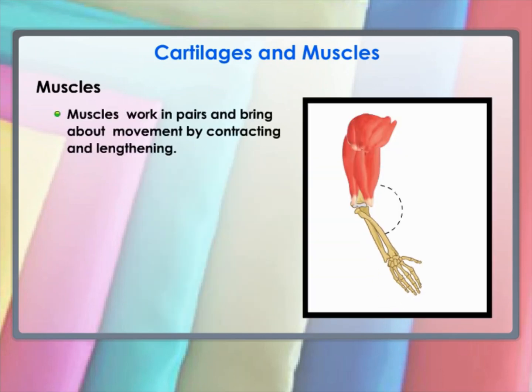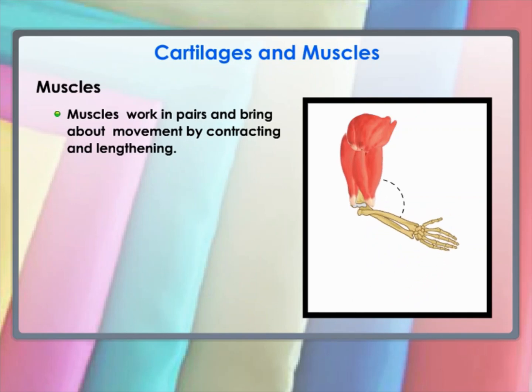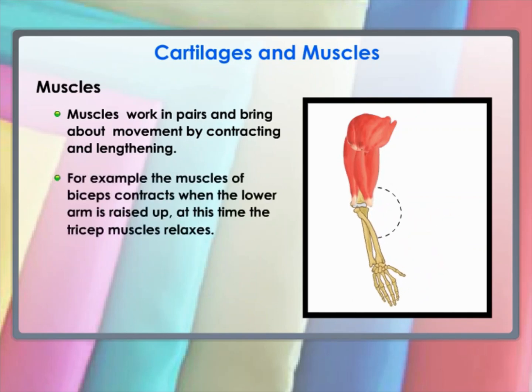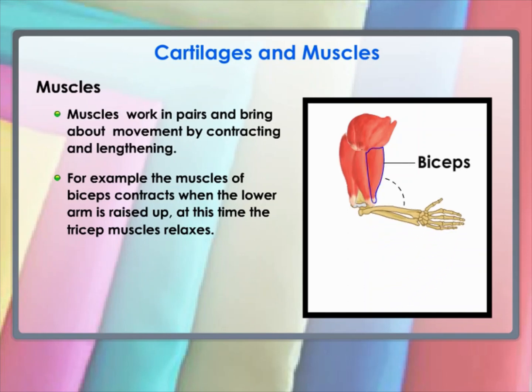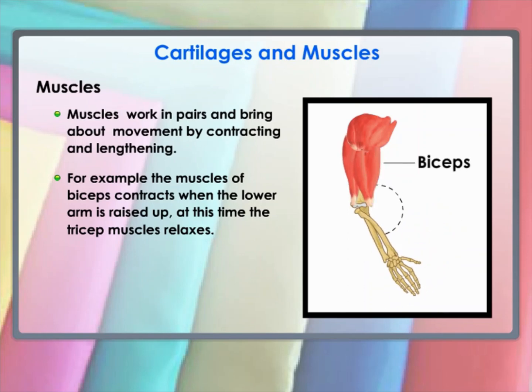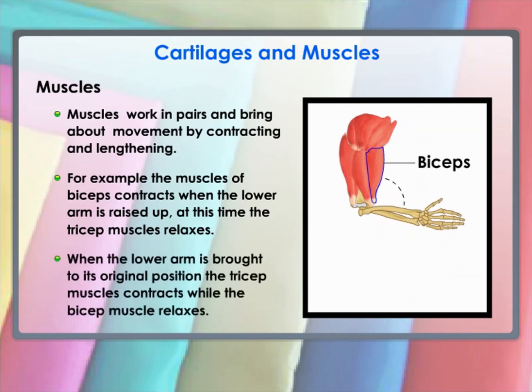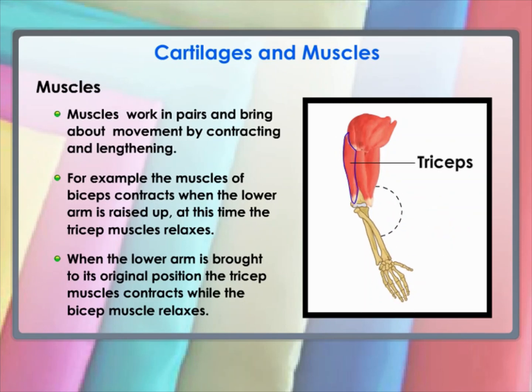Muscles work in pairs and bring about movement by contracting and lengthening. For example, the muscles of biceps contract when the lower arm is raised up. At this time, the tricep muscle relaxes. When the lower arm is brought to its original position, the tricep muscles contract while the bicep muscle relaxes.